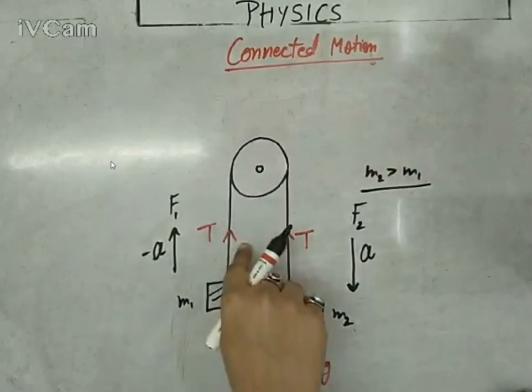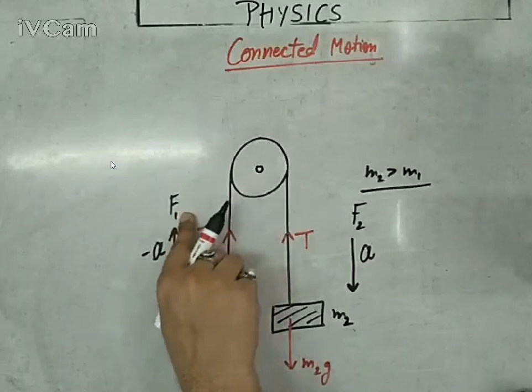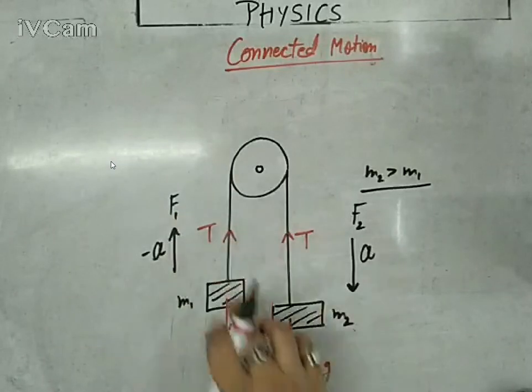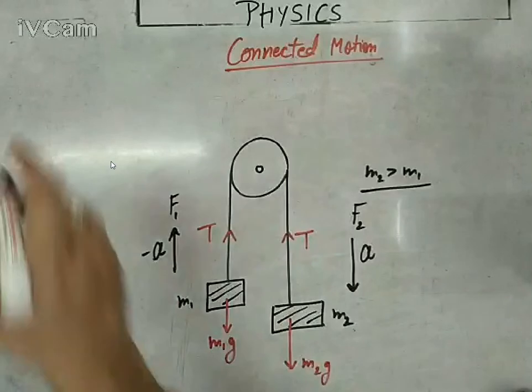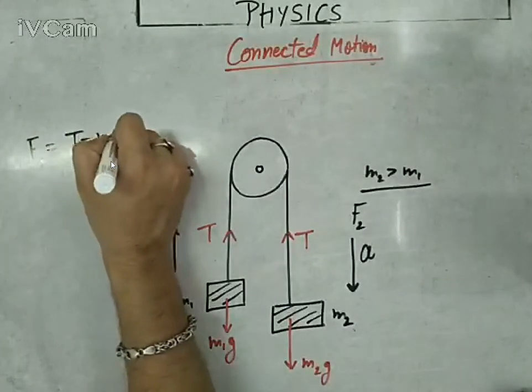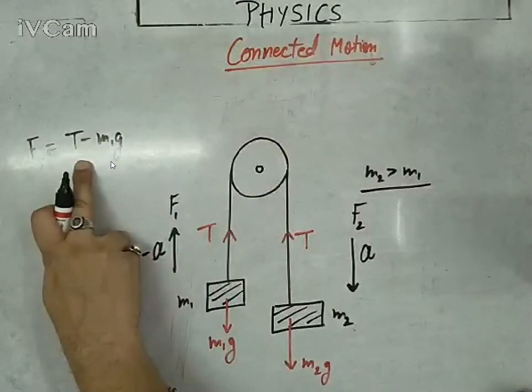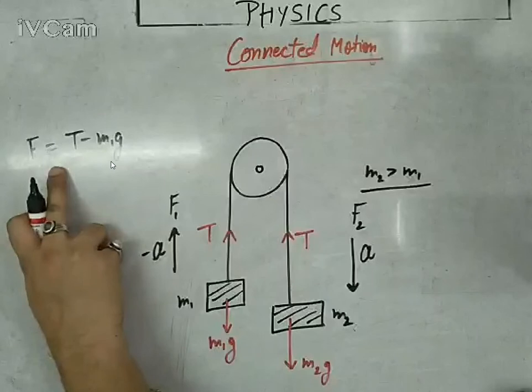In the same way here, since the whole system is moving in an upward direction, according to us the resultant force is F1, but according to the given system it is T minus m1g. So F1 equals T minus m1g. You can see clearly, according to the given system the resultant is T minus m1g, but according to us it is F1.